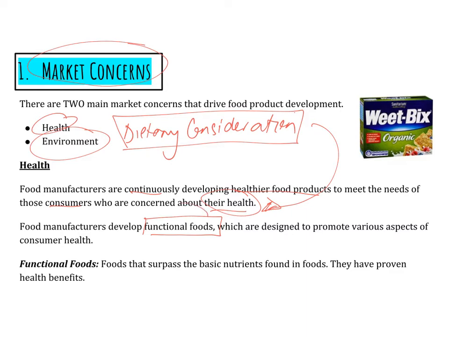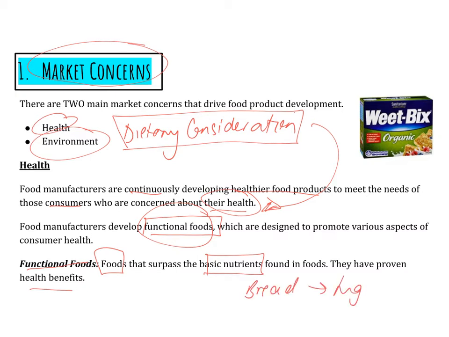Now, we will go into functional foods when we look at contemporary nutrition issues, which is topic 4 of the HSC. However, you need to be aware that functional foods are simply foods in a category of foods that surpass the basic nutrients found in foods typical of that category. So they have added health benefits. The best example that I can give you is bread.